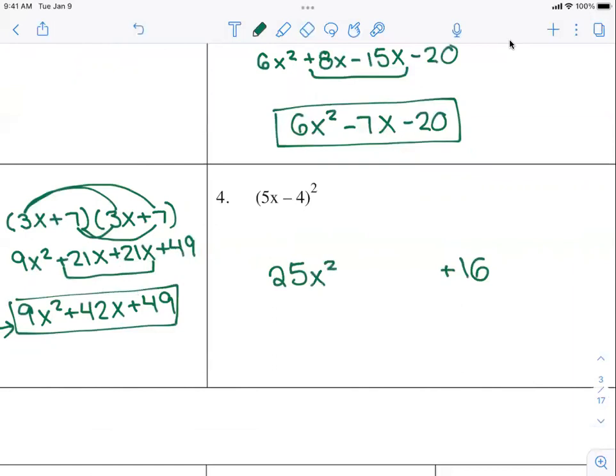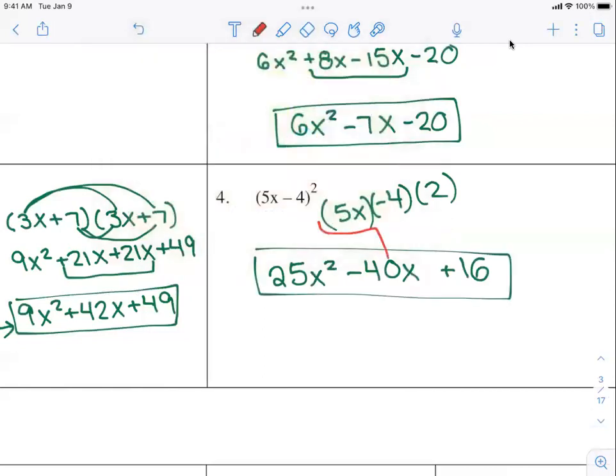It's -4 times -4. The middle term is multiply everything. So I have a 5x, I have a -4, and I have a 2 I'm multiplying. So that's everything that you're multiplying together. And that's going to give you a -40x.